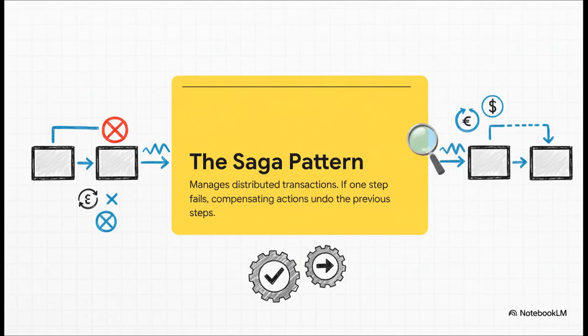The solution is a really clever workflow called the Saga pattern. For a process like placing an order that has multiple steps, if any single step fails, the system automatically triggers actions to undo the previous successful steps. So in our example, if inventory fails after your card was charged, a compensating action is automatically kicked off to refund your payment. It keeps the data across the whole system consistent.